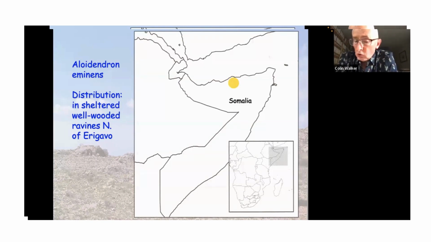Now, there's a huge disjunction in the distribution here. We are now about 2,500 miles northeast of the nearest locality in southern Mozambique of Aloidendron tongense. So there's a big gap in the distribution of these tree aloes. So we've got 5 in southern Africa, and then we've got this lonesome disjunct species in the north of Somalia.